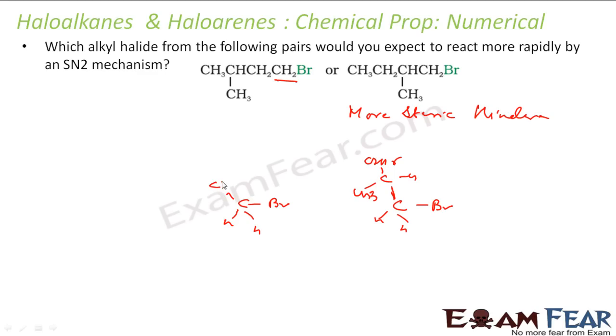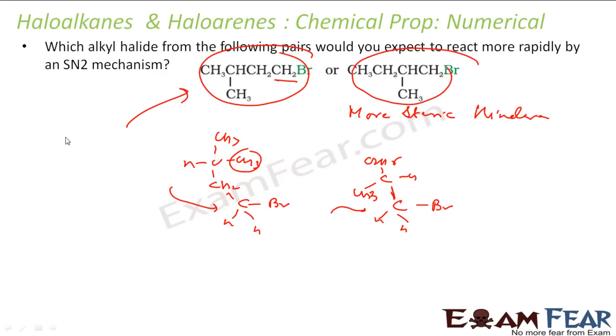But if you see this compound, I have CH2, I have C, then I have CH3, then I have CH3 here. So if you see, this branching is, this is more space is there. Here the space is less, right? So this is more sterically hindered. So this is the one which can go for SN2 easily.